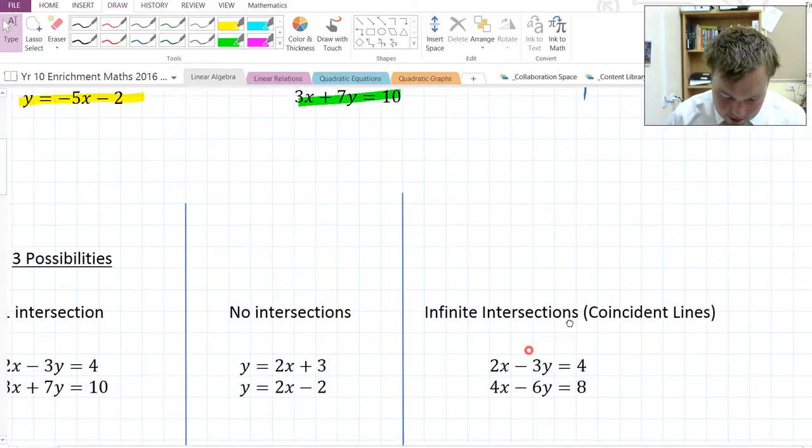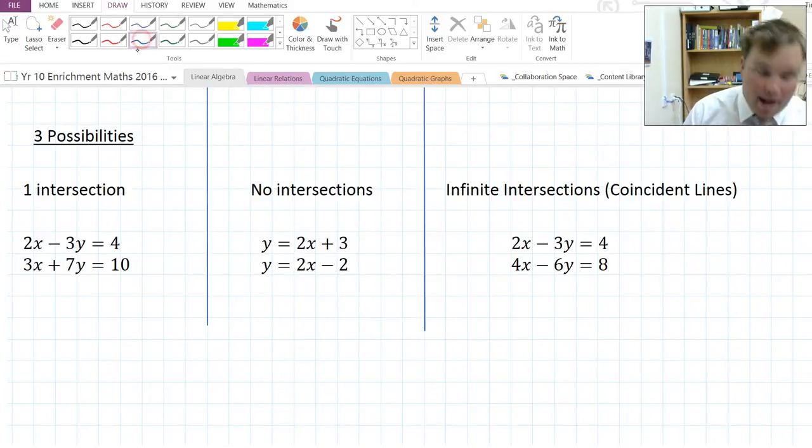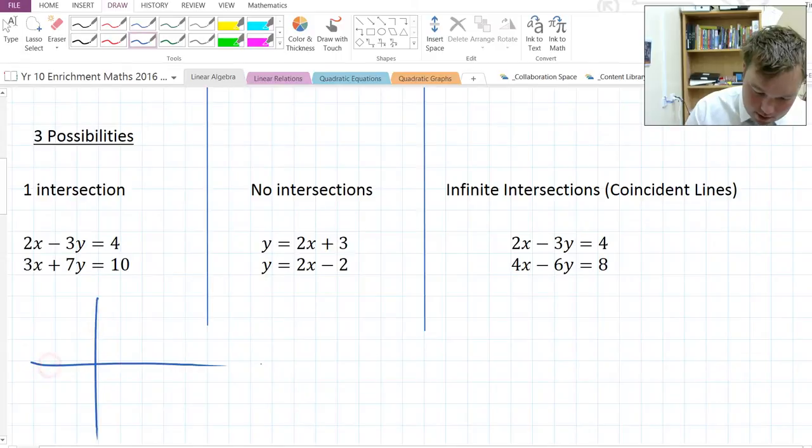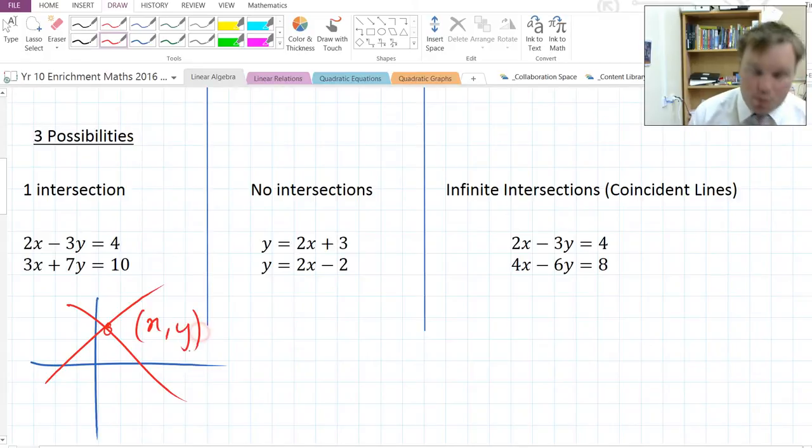Now, with two lines on the Cartesian plane, there are three possibilities of what could happen. Firstly, and most commonly perhaps, is two lines like this that meet. They have a unique intersection. So the solution to this pair of Cartesian equations, if you like, is an xy point where they meet.